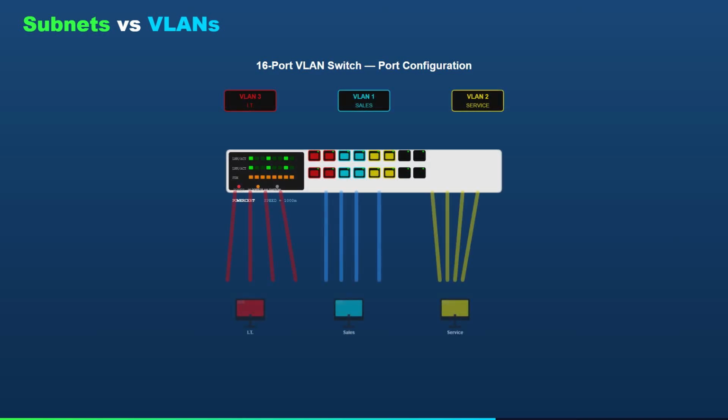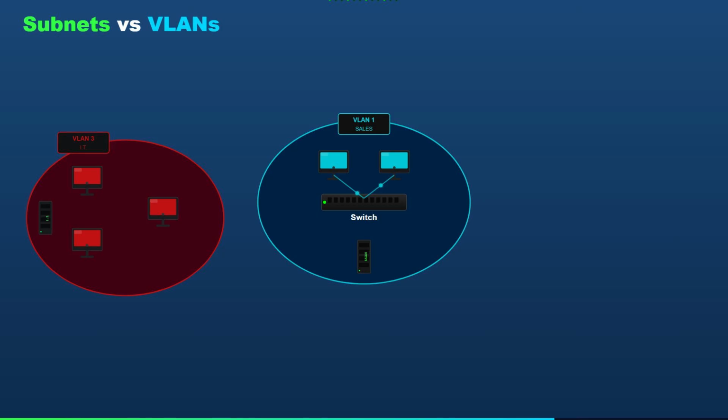16-port VLAN switch. This is what the configuration looks like on a physical 16-port VLAN switch. The red cables connect IT devices to the VLAN 3 ports. The blue cables connect sales devices to the VLAN 1 ports. The yellow cables connect service devices to the VLAN 2 ports. One physical switch, 3 completely separate logical networks. Each with their own ports, their own broadcast domain, VLAN isolation.